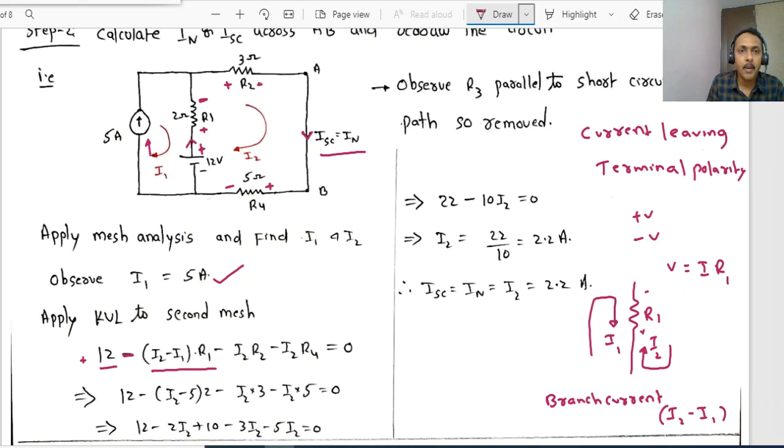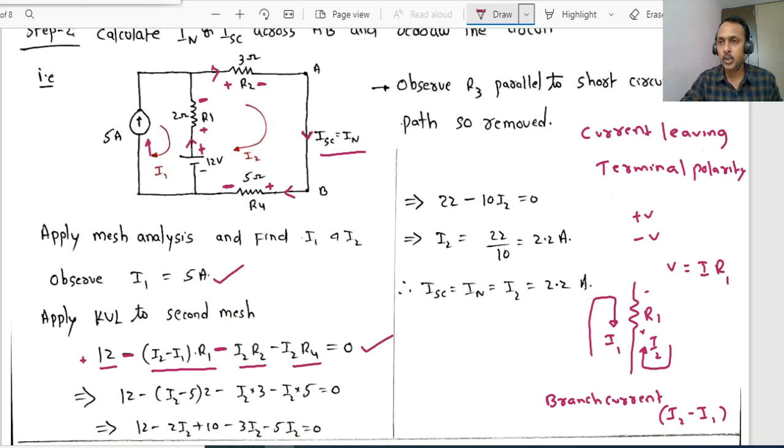Now we came up to here. Now I2 came up to here. What will be the drop across R2? Simply I2 into R2. What is the sign? Current is leaving at the negative terminal. Minus I2 into R2. Slowly we came up to here. Now the current flowing in R4 is I2. It is leaving at the negative terminal. So minus I2 R4 equal to 0.